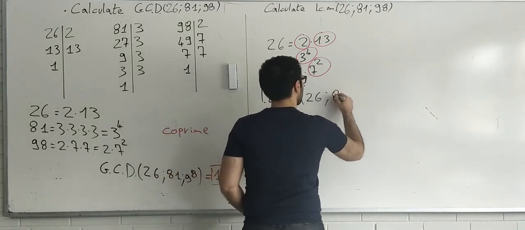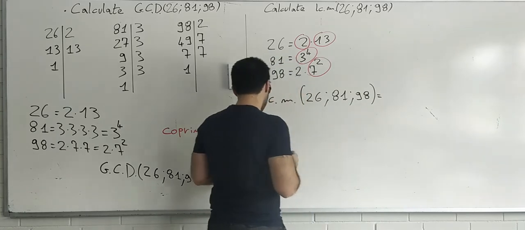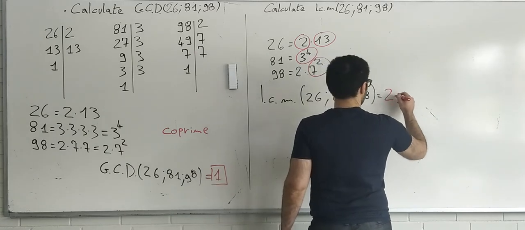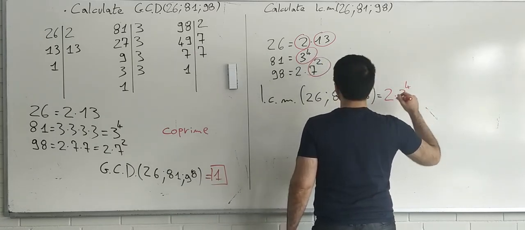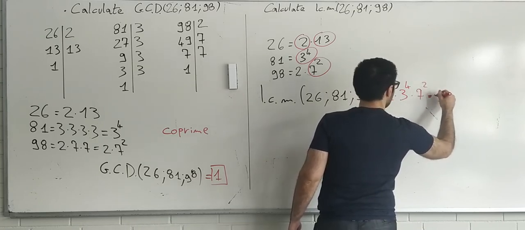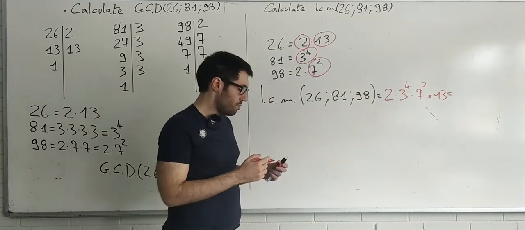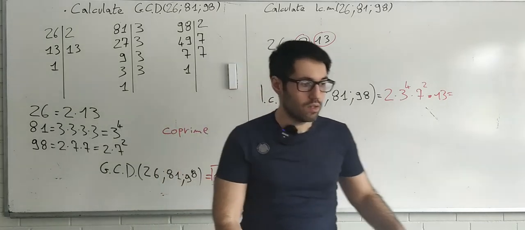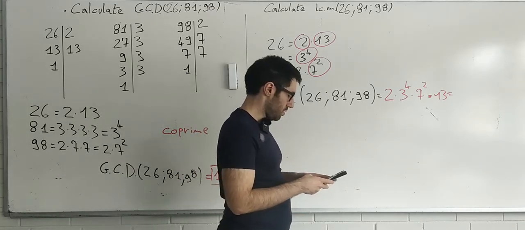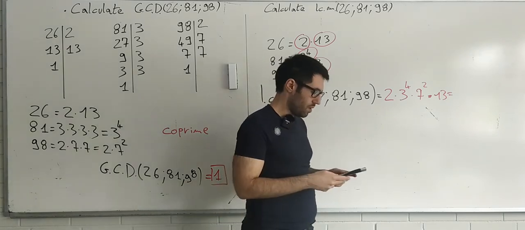26, 81, and 98. We have to multiply all these numbers I circled in red. Take them in this order. Doesn't matter the order you pick them. Multiplication is commutative, so we can pick them in any order. And I hope you can pardon me if I use a calculator, because that's a pretty big number. So 3 to the power of 4 times 7 to the power of 2 times 13.